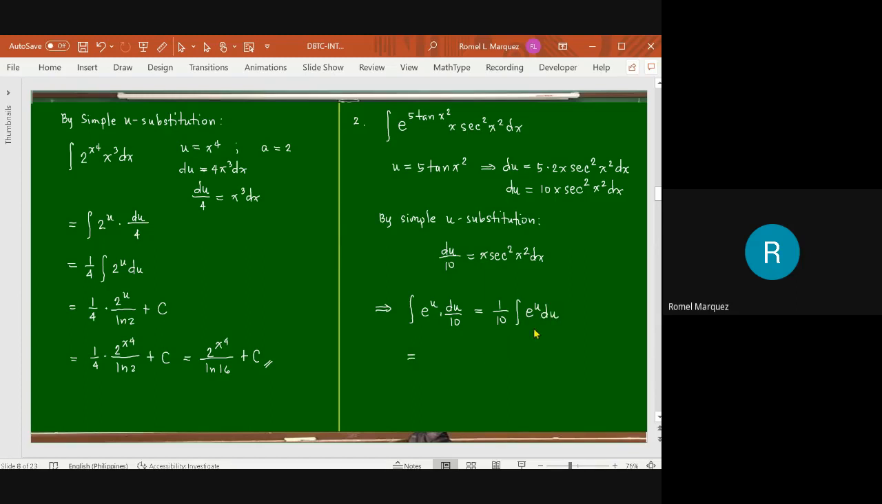What is the integral of e to the u du, children? That is e to the u, still e to the u, then plus c. But what is u? It is 5 tangent of x squared. Very good, that's it. So you have already 3 formulas, aside from the general properties of indefinite integrals.